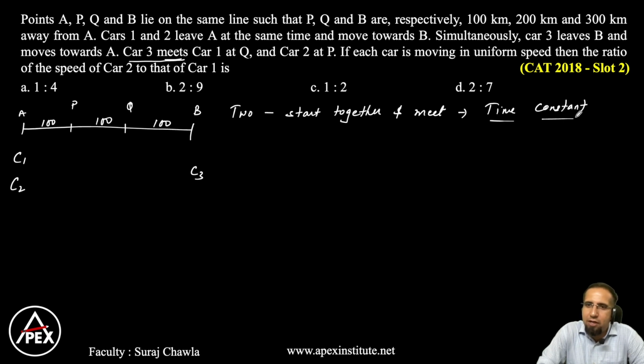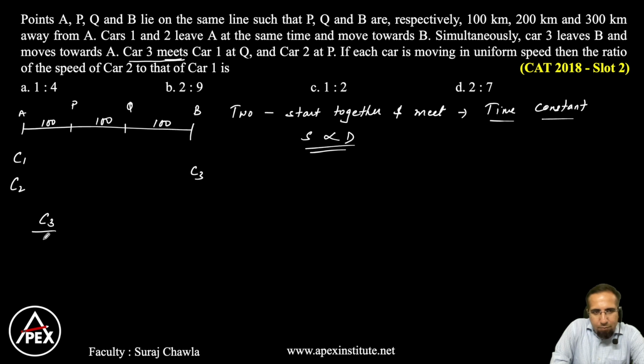Now, if time is constant, then we know that the ratio of speeds is directly proportional to the ratio of their distances covered. Now, car 3 meets car 1, so I can say that the ratio of C3 by C1, that is the speeds, is equal to... car 3 meets car 1 at Q. So, by the time car 3 covers 100, car 1 covers 200. Similarly, it meets car 2 at P. That means by the time car 3 covers 200, car 2 covers only 100.